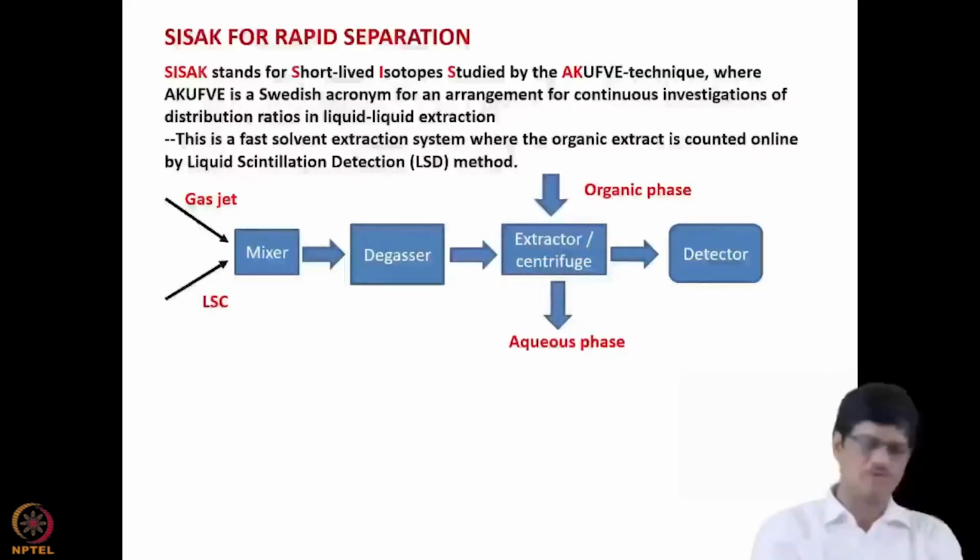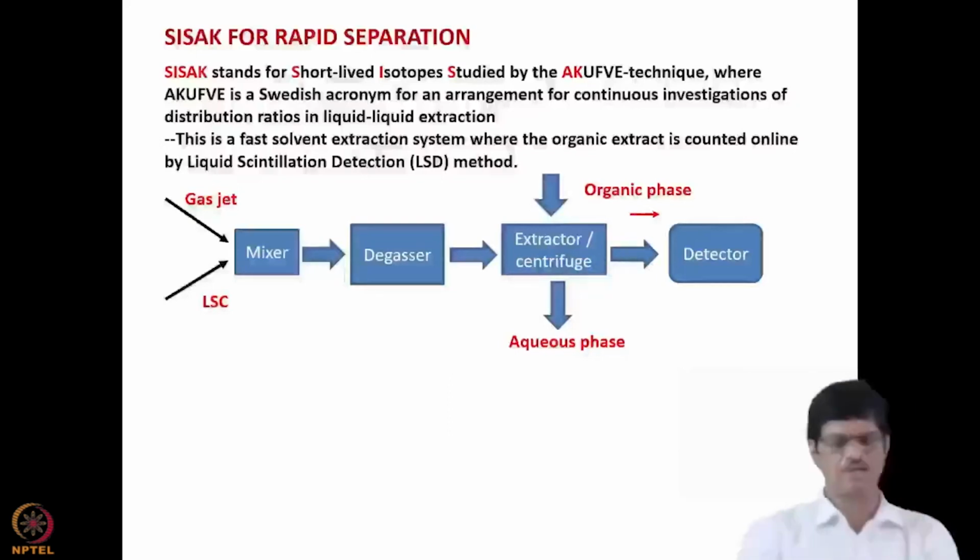Then it will go into the extraction as well as the centrifuge stages here, where the organic phase will be inserted into this system. So fast extraction and centrifugation is done, then the aqueous phase will be taken out of the system, and the organic phase will be going this way, and it will be counted by the liquid scintillation counter. So this is a very, very fast system, and several experiments have been carried out by this SISAC setup, which I will be discussing for some of the transactinides.